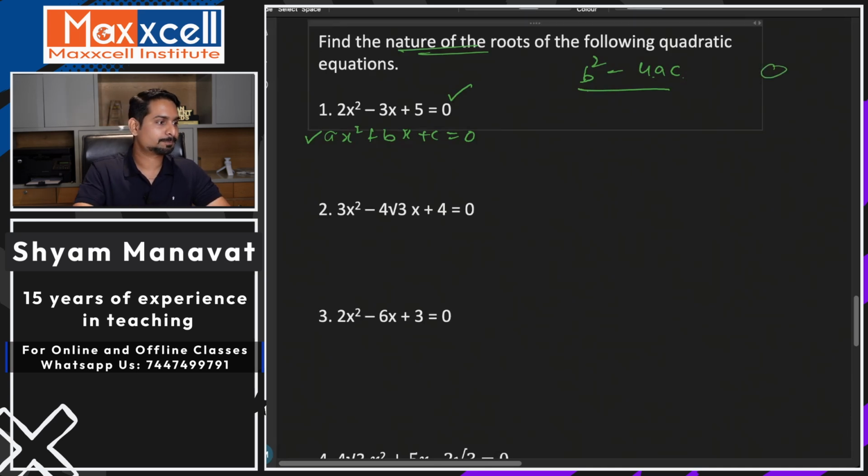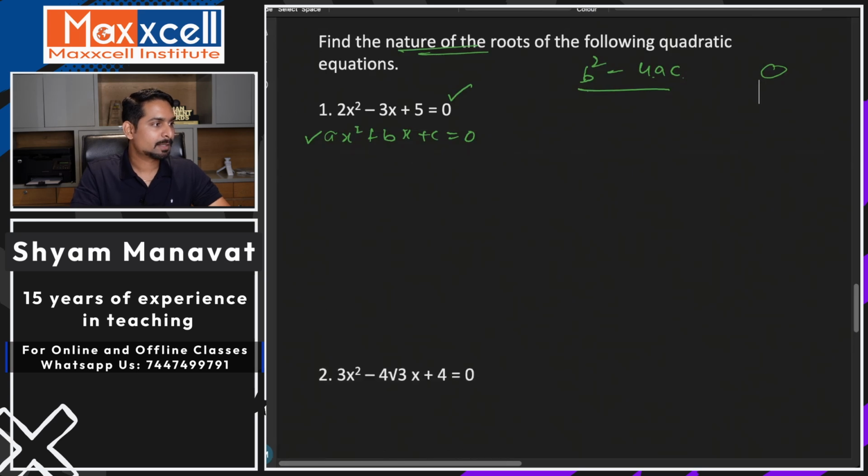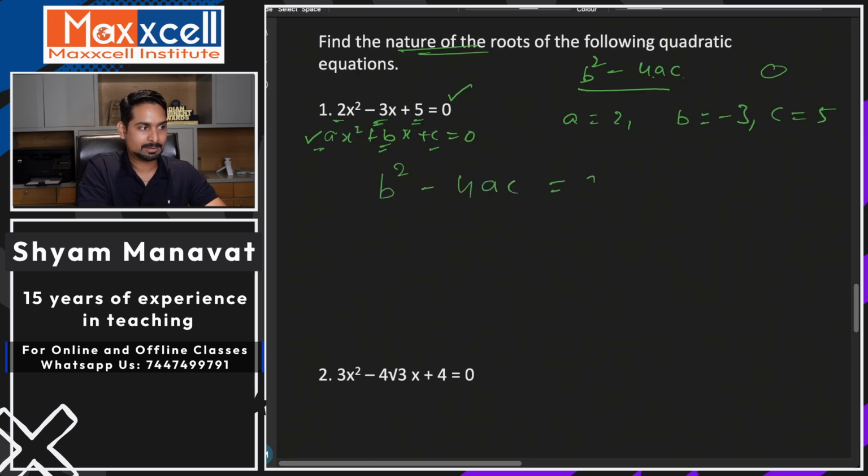Let's not waste any time and jump on this. So here a is what? 2, b is what? minus 3 and c is what? plus 5. Yeah, a is 2, b is minus 3 and c is plus 5. So b square minus 4ac for the first equation should be what? You make me write all the steps. Don't do it, otherwise the video will be lengthy.